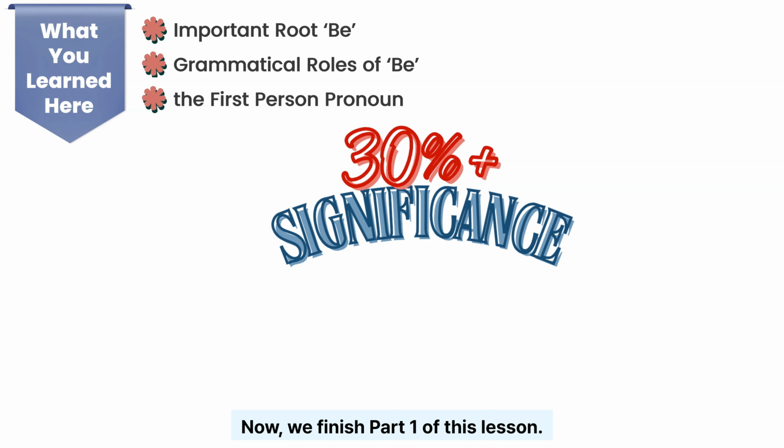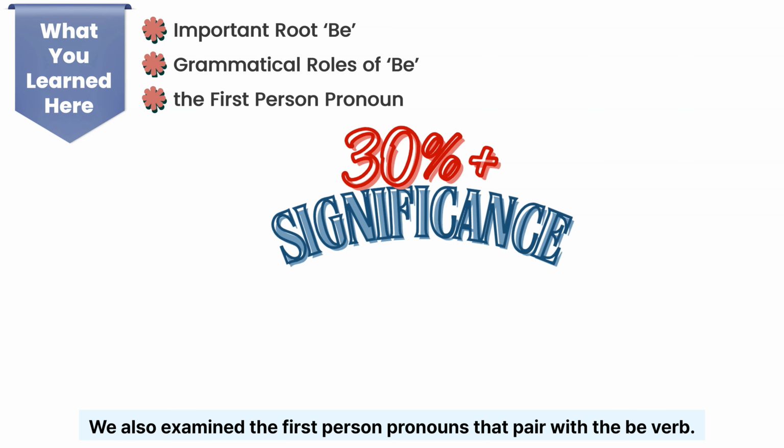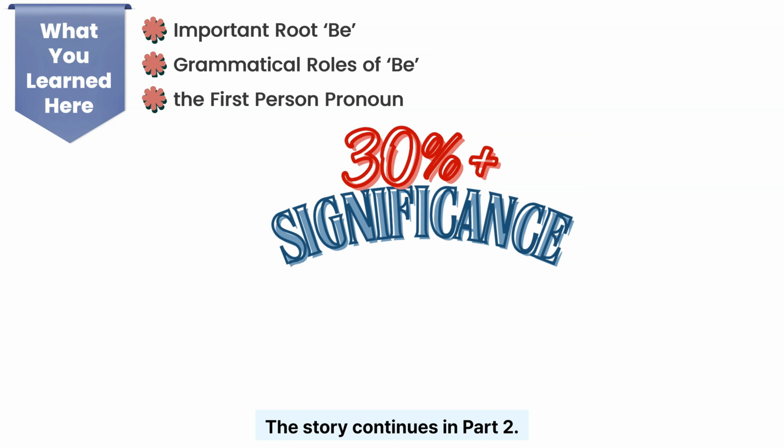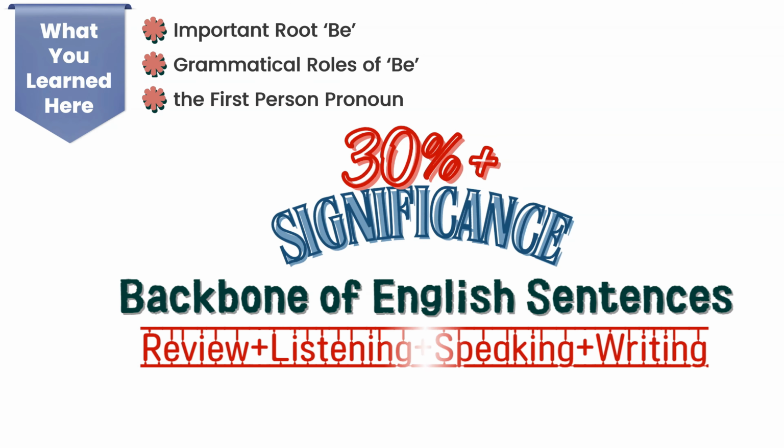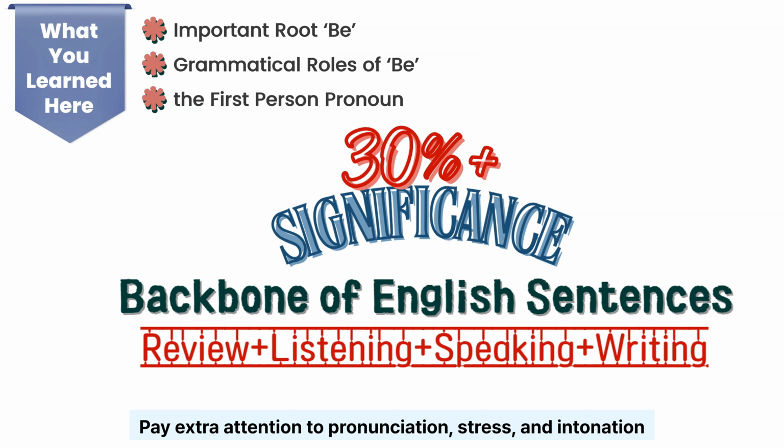Now we finish part 1 of this lesson. In this video, we looked at the verb be, its origin and its main role as a key verb in English. We also examined the first-person pronouns that pair with the be verb. The story continues in part 2. The verb be is very important, like the backbone of English, so you must review it carefully. Pay extra attention to pronunciation, stress, and intonation as you practice listening and speaking.